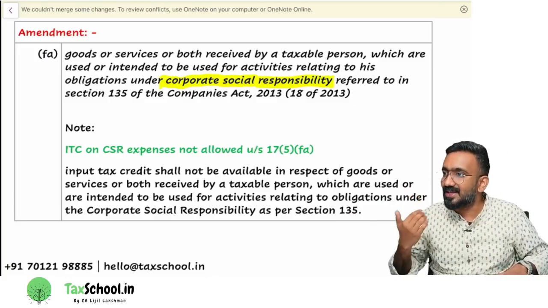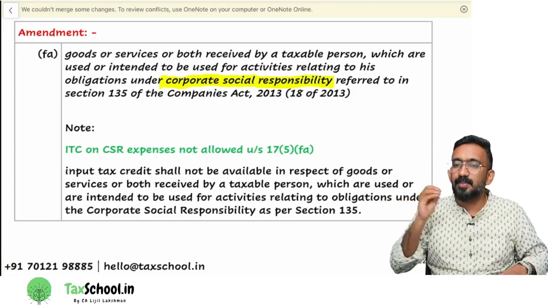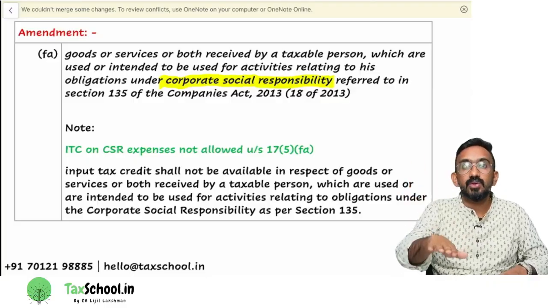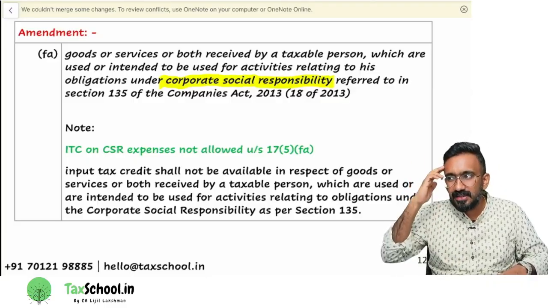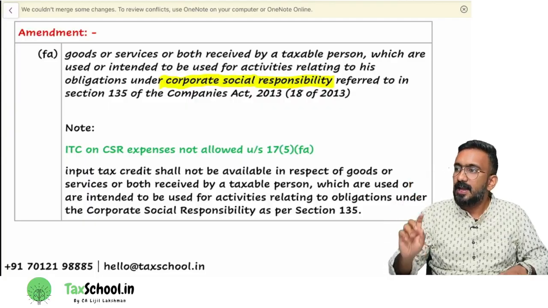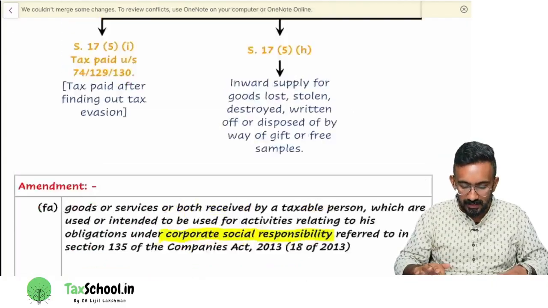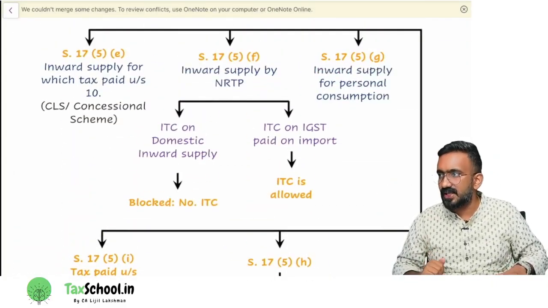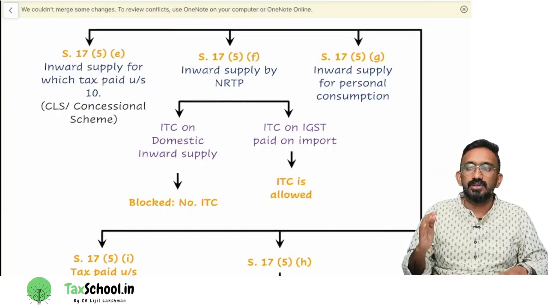No. If you are taking ITC, it means you have taken that inward supply for your business. What is the basic purpose of CSR? To use some amount for a purpose other than your business. So if you take ITC on CSR expenses, it does not make logical sense. So they said, whatever money you spend on CSR, which you claim as a CSR expense, you can't take ITC on the same. That is FA. Now 17.5G. What does 17.5G say? It says that inward supply for personal consumption is a blocked credit.